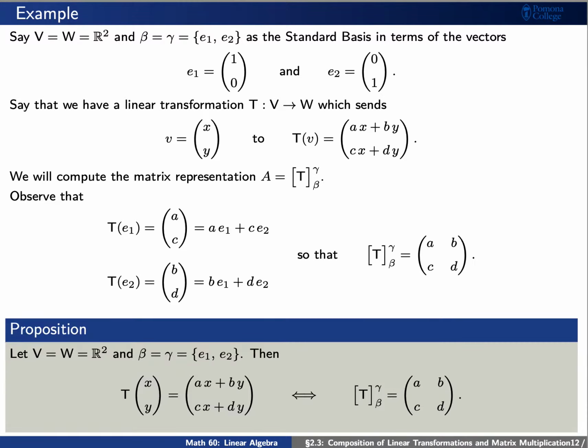As a proposition, we'll summarize as follows. Our linear transformation, which sends a vector (x, y) to the vector (ax plus by, cx plus dy), is equivalent to the 2 by 2 matrix with rows a, b and c, d. That's the concept of our matrix representation. It just keeps track of the scalars.